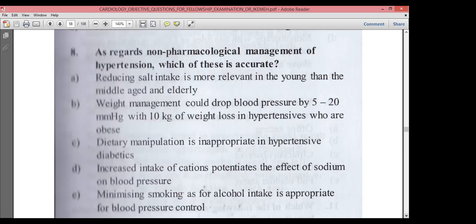Then C, dietary manipulation is inappropriate in hypertensive diabetics. Of course, that is false. Diabetics who are hypertensive, in fact, need dietary manipulation to control their sugar and also control their weight. And that will help control their blood pressure. And then the A question, reducing salt intake is more relevant in young than in middle age and up. It's actually relevant in all age groups, and not just in the young.